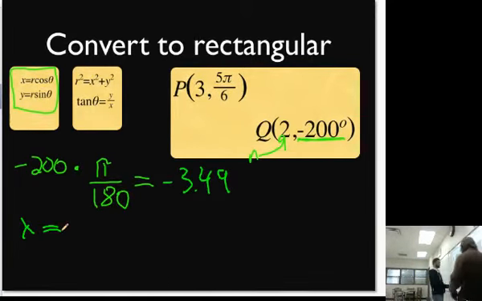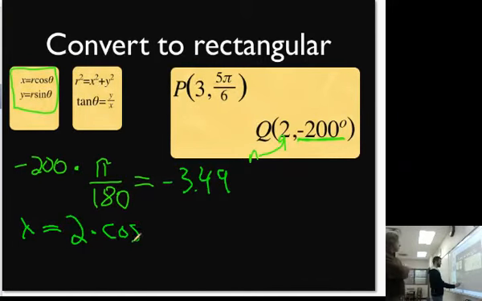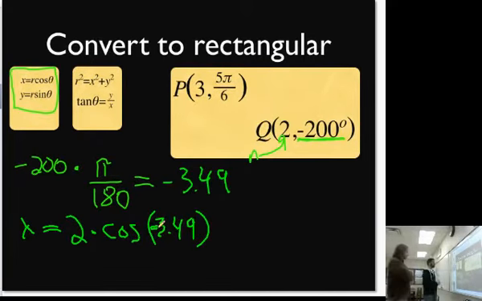x equals the radius, which was 2, times the cosine of negative 3.49. And y equals 2 times the sine. Oops, sine.